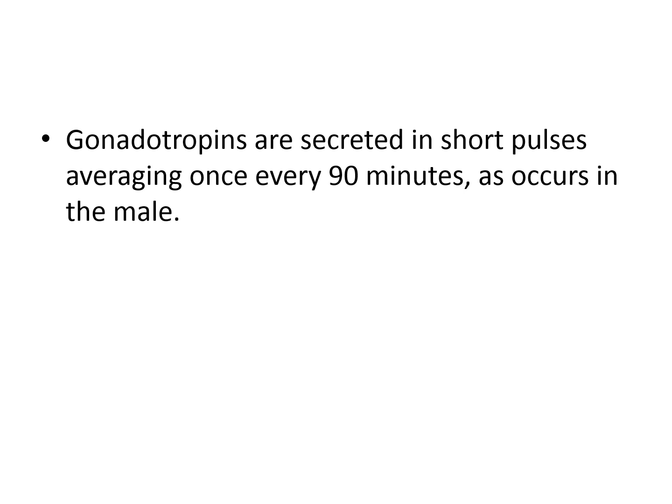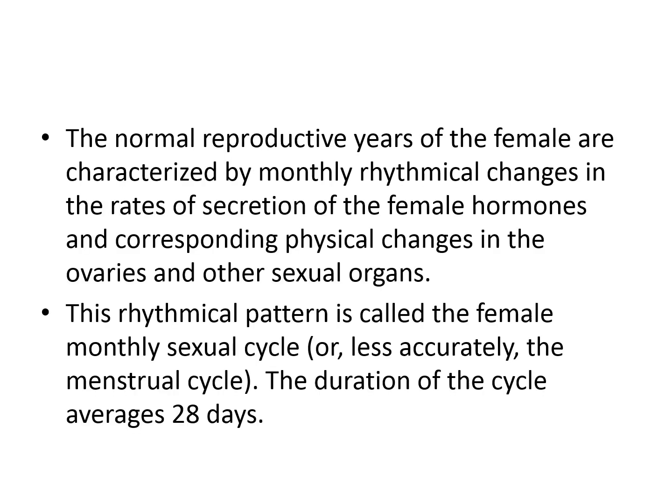The gonadotropins are secreted in short pulses, averaging once every 90 minutes as occurs in the male. We mean here that the pattern of secretion of gonadotropins from the pituitary gland is the same in both females and males. The normal reproductive years of the female are characterized by monthly rhythmical changes in the rates of secretion of the female hormones, with corresponding physical changes in the ovaries and other sexual organs. This rhythmical pattern is called the female monthly sexual cycle, or less accurately it's called the menstrual cycle.